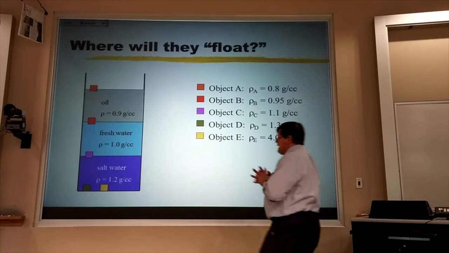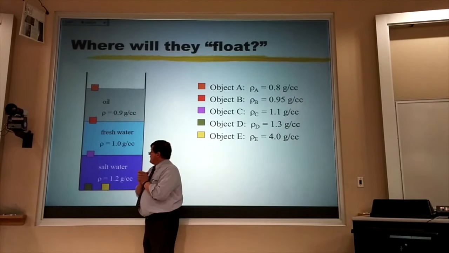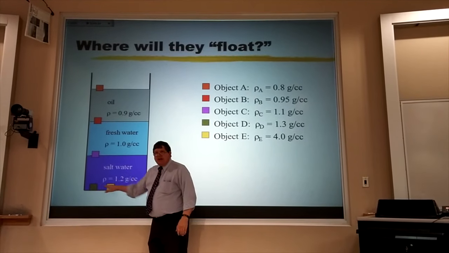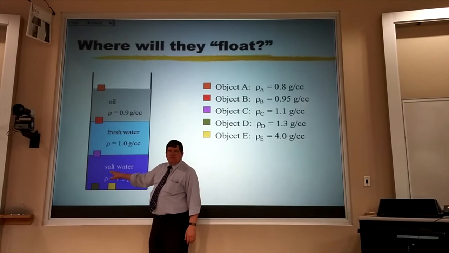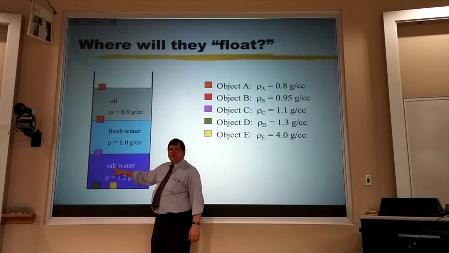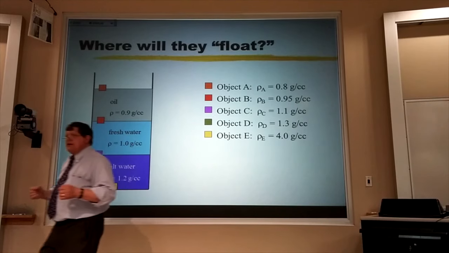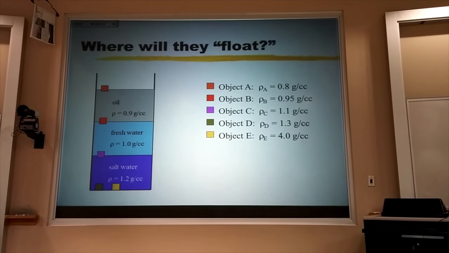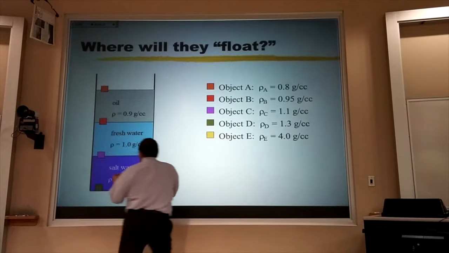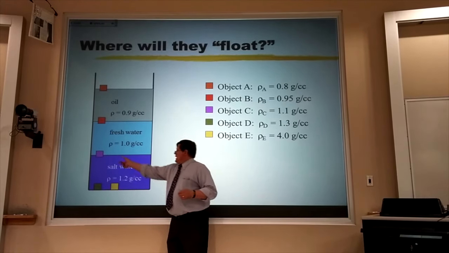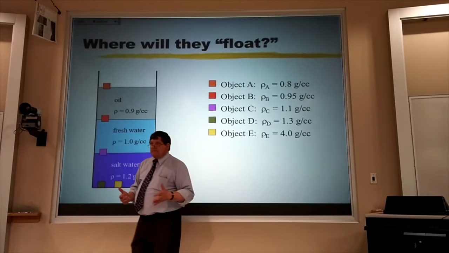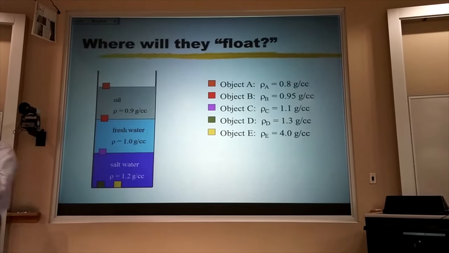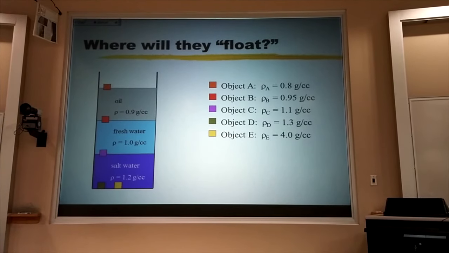Now, the point I want to make is that things either sink to the bottom or float at the top. They don't end up here. The only way they can end up here is if they have exactly the same density as the liquid. And that's hard to engineer. If something has exactly the density of salt water, I could put it anywhere I want, and it would stay, because it acts like salt water. But again, that's hard to engineer. In real life, things are either at the top of the lake or the bottom of the lake.